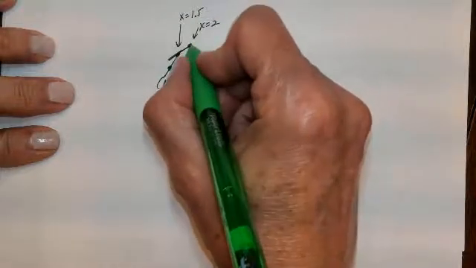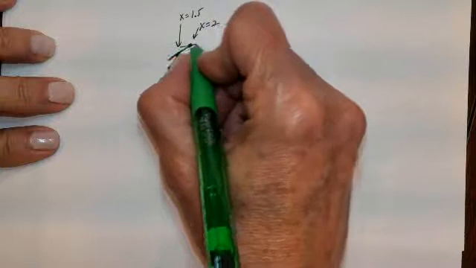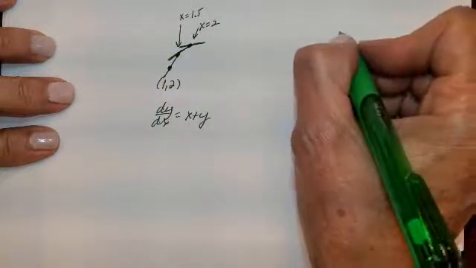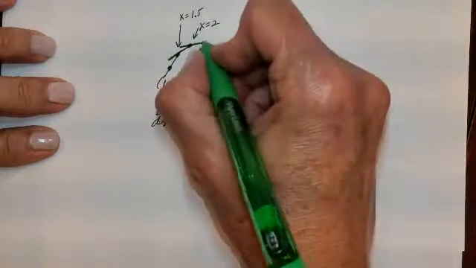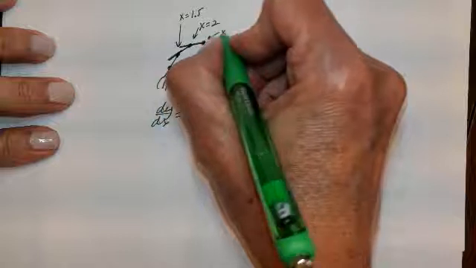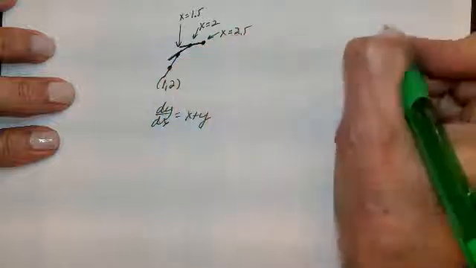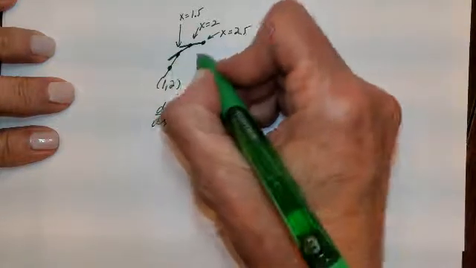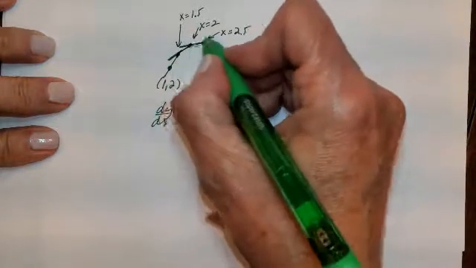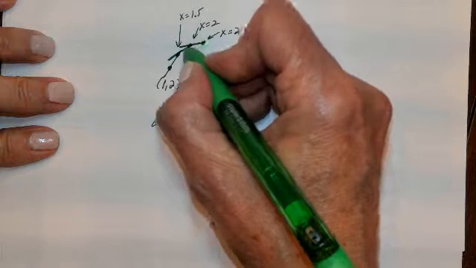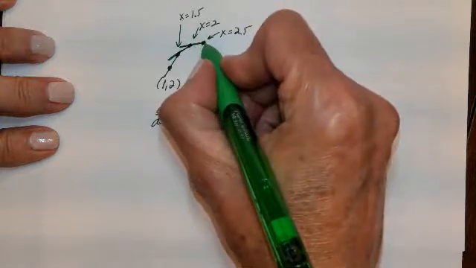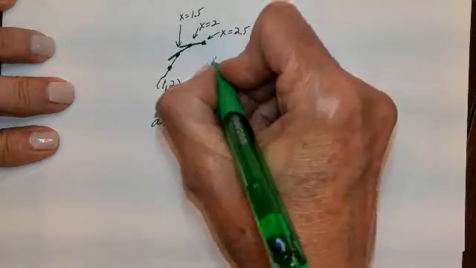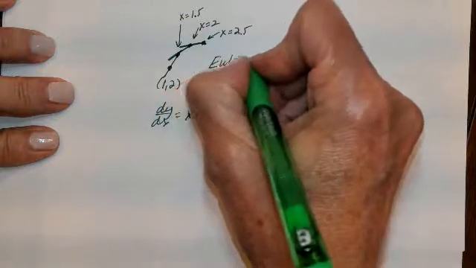Maybe we find the slope here. Maybe that slope is a little bit flatter. Well, we can use that slope to approximate maybe x equals 2.5, right? So we're using the slope at the previous point to find the point here. This is what Euler's method does.